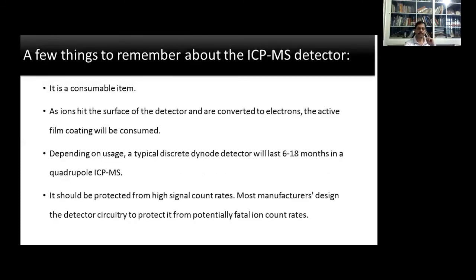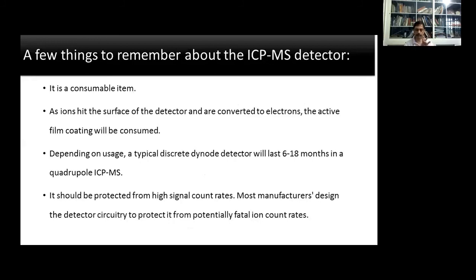A few things are to be remembered about these ICP-MS detectors. It is a consumable item. It's not a permanent one. After analyzing some samples, you will have to change the detector. It is a consumable item. As ions hit the surface of the detector and are converted to electrons, the active film coating will be consumed.